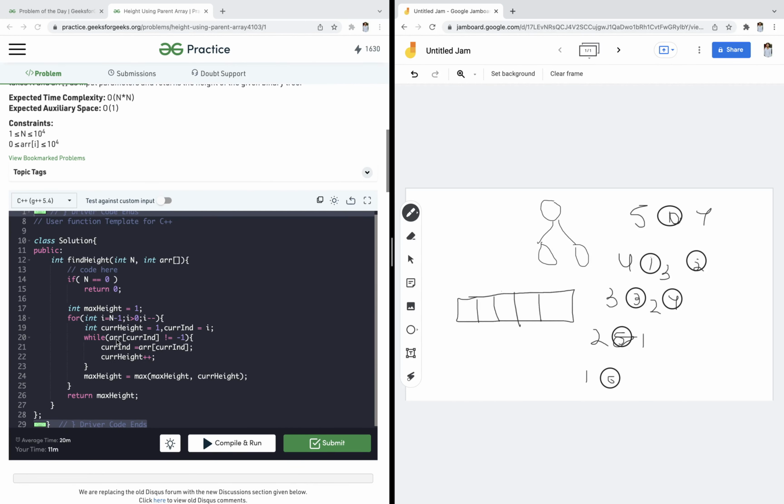So while array of current index is not equal to -1, that is we haven't reached the top of the tree, then current index will be updated with the parent of that particular index, and we are increasing the height. And after that particular iteration gets over, we are running the max function, and we are updating the max height. After the loop is completed, we are returning the max height. So let's see what the time complexity is.